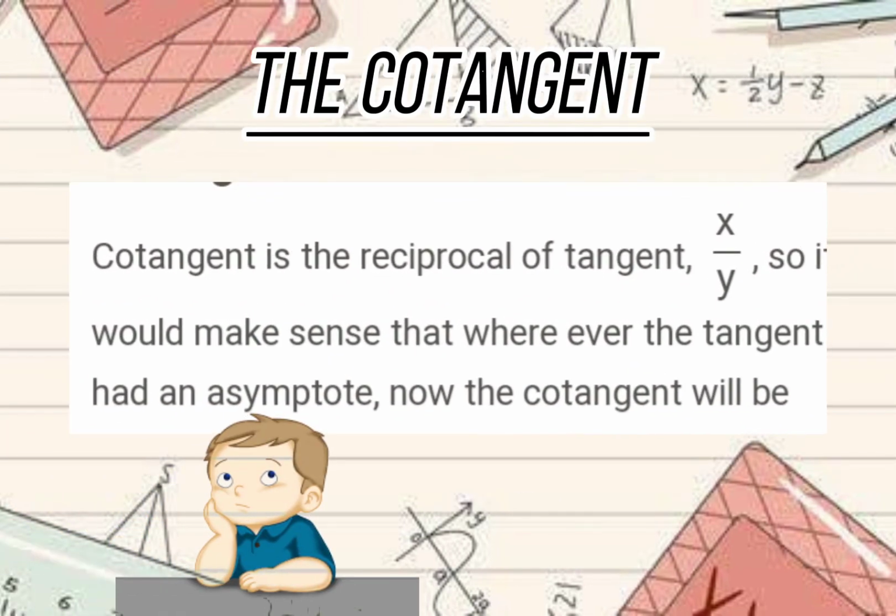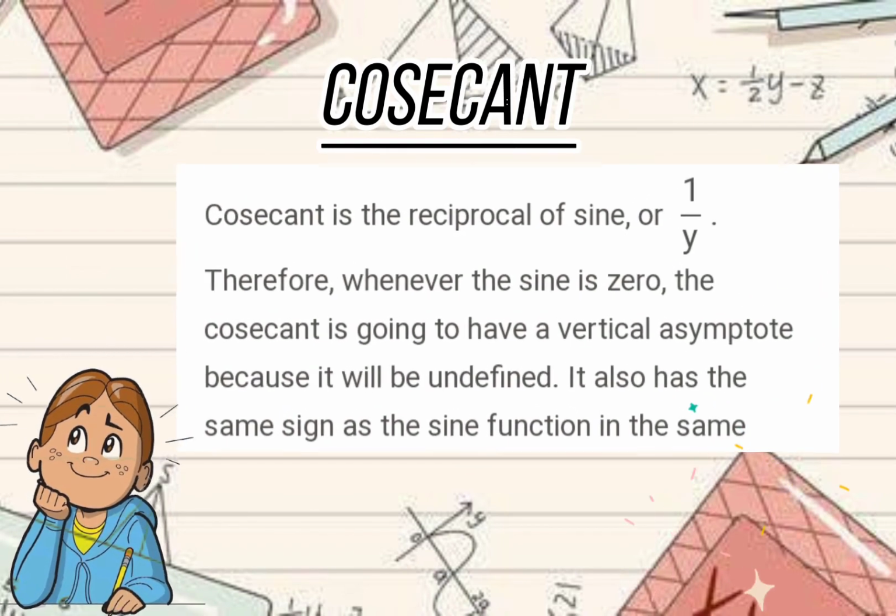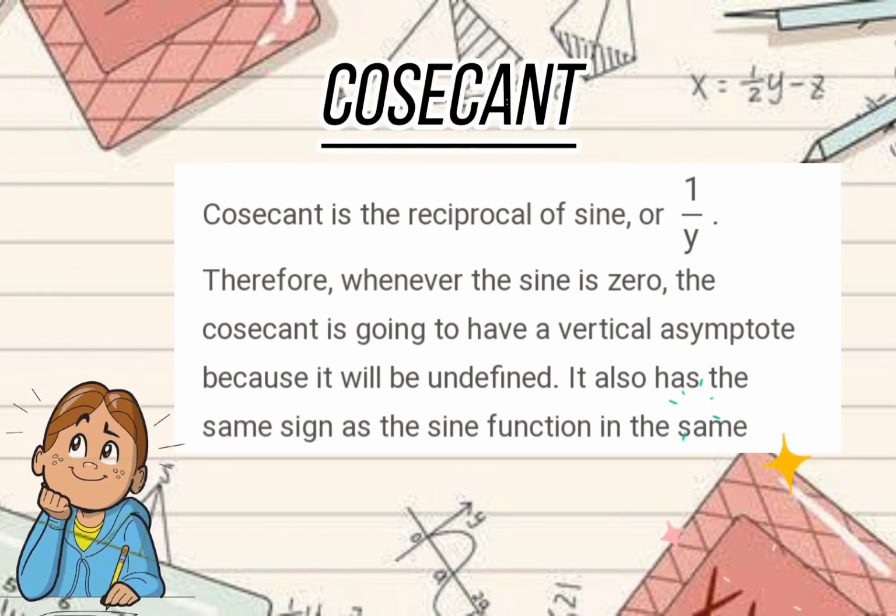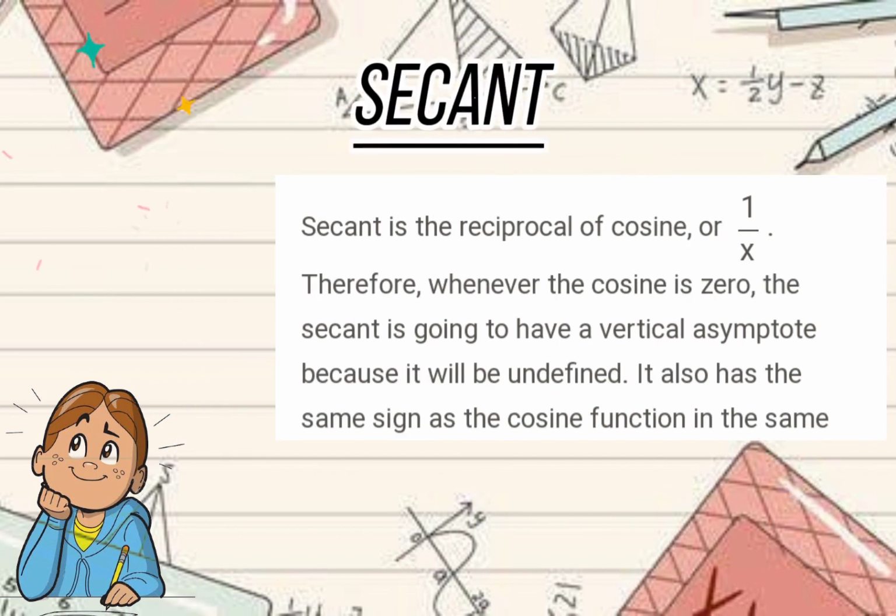Cotangent is the reciprocal of tangent, x over y. So where the tangent has an asymptote, the cotangent will be 0. Cosecant is the reciprocal of sine, or 1 over y. Whenever the sine is 0, it will be undefined. Secant is the reciprocal of cosine, or 1 over x. Whenever the cosine is 0, it will be undefined. It also has the same sign as the cosine function in the same quadrant.